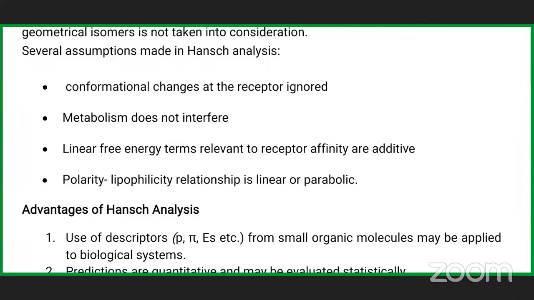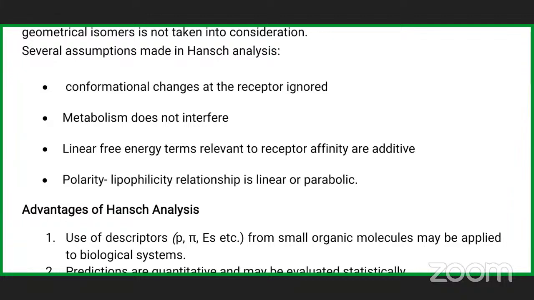Generally, when the log P value is greater than 0, lipophilicity is more, and when the log P value is less than 0, the lipophilicity is less. For non-polar compounds, the log P value will be more. For polar compounds, the log P value will be less.